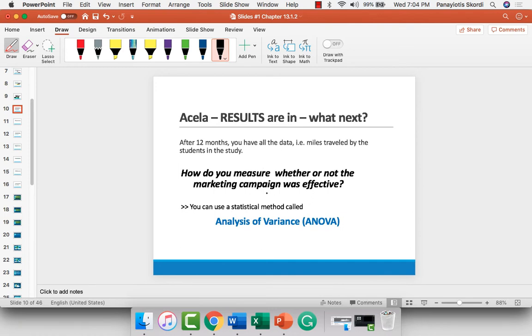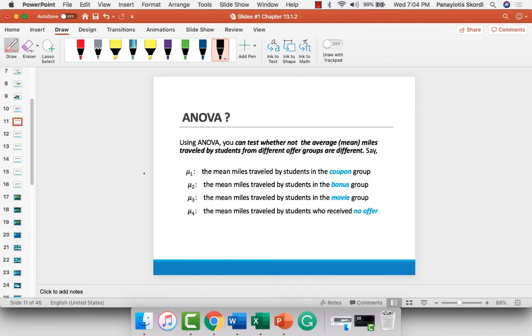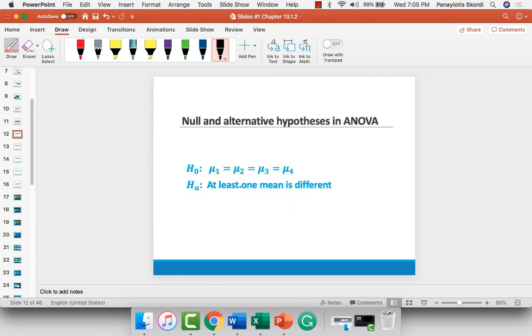How do you measure whether or not the campaign was effective? We'll use analysis of variance, and we're going to record the average. Let mu1 be the mean miles traveled by the students in the coupon group, and mu2, mu3, and mu4, you can see what they mean. We want to see if the averages at the population level are going to be the same. We won't have population data, we're going to have sample data, but this is what we want to find out.